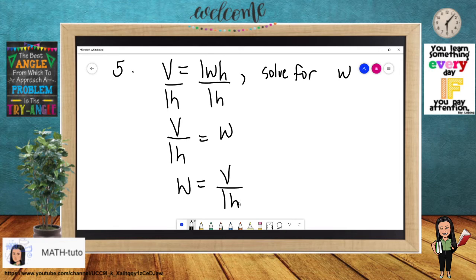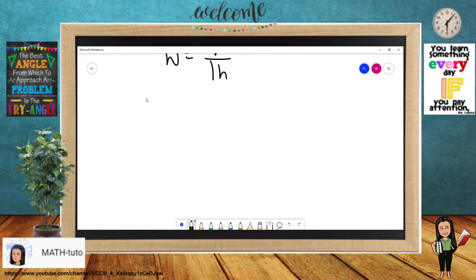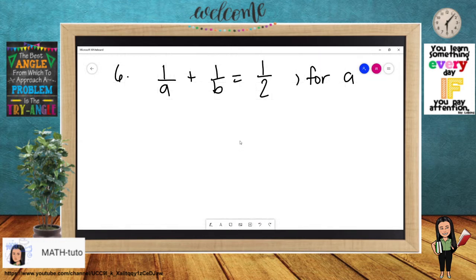Okay, of course, in all our literal equations, we are assuming that all the denominators, should there be any denominator, would not be equal to 0 because we cannot divide a number by 0. Okay, another example. We have 1 over A plus 1 over B equal to 1 over 2. So, we are solving for A.